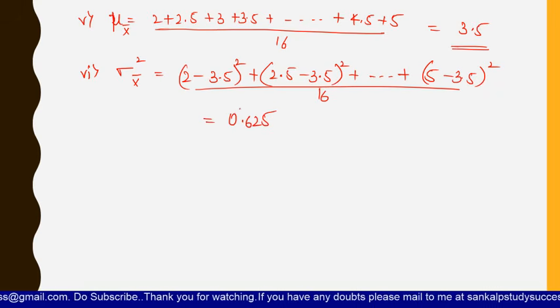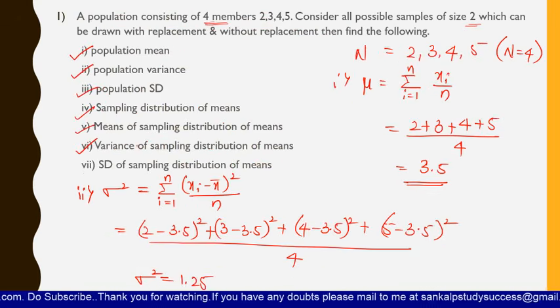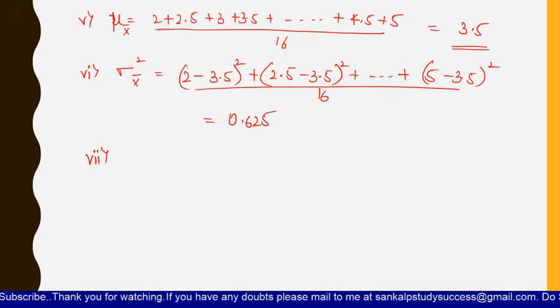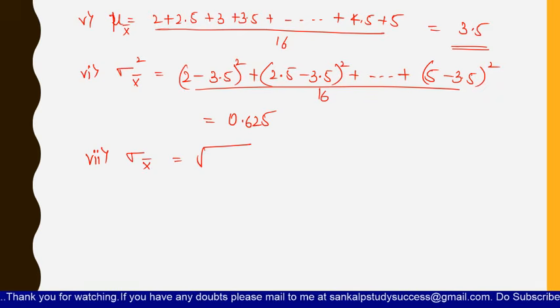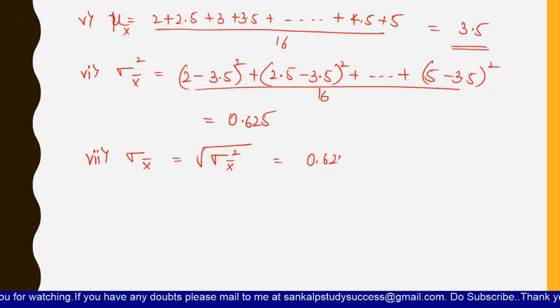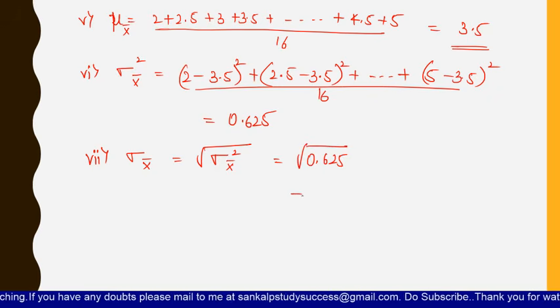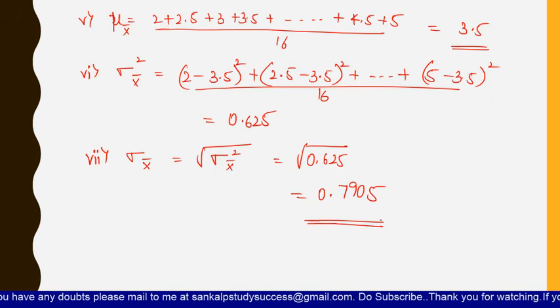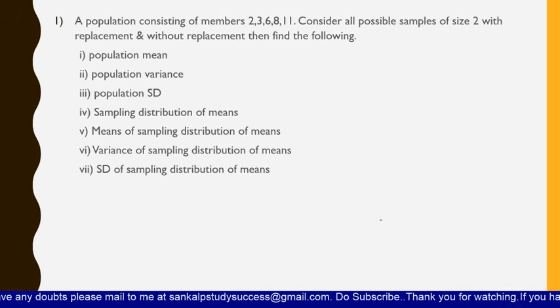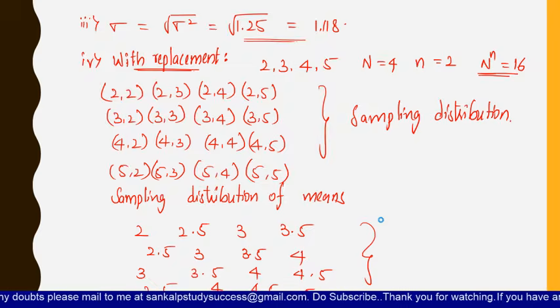This is the variance. So you will get the value as 0.625. Now we are going with the seventh one. This is the standard deviation of the sampling distribution of means. That is nothing but you can just take the square root of this, right? That means the square root of 0.625 is the answer. What is the square root of 0.625? Which is nothing but 0.7905. This is the answer.